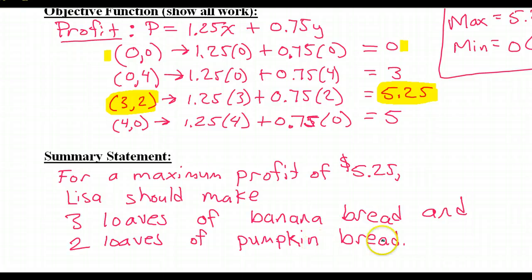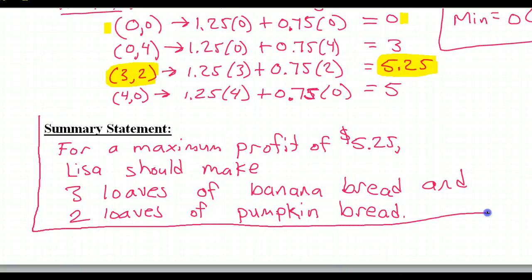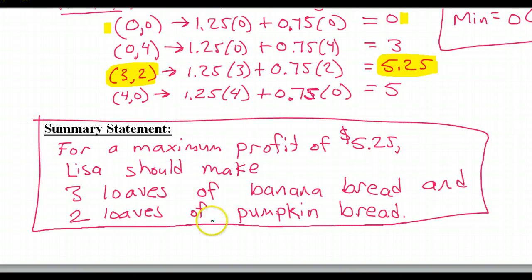All right, boom. Now that is the most important part right there. That summary statement is the final answer. And that is what I'm going to look at first if I were grading this. This is what counts the most. So please take the time to write your sentences clearly and include all of your information.